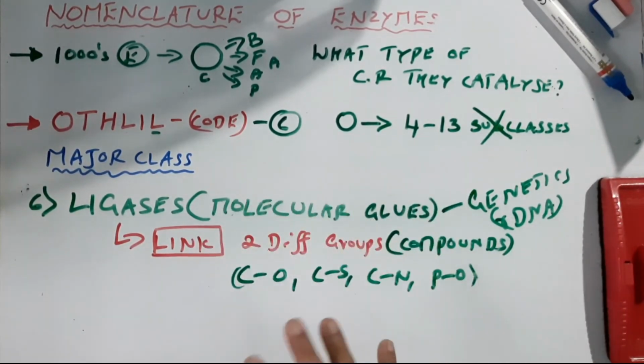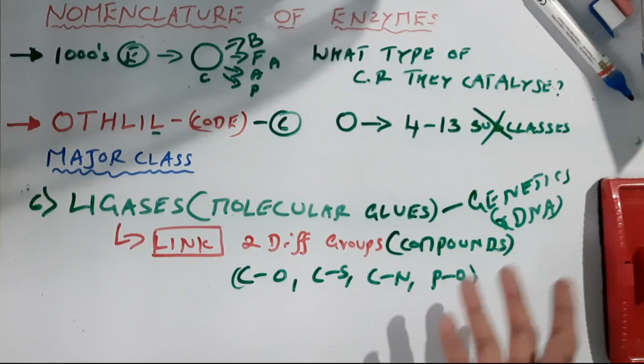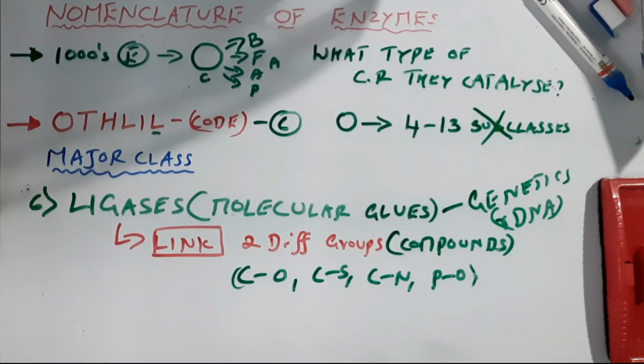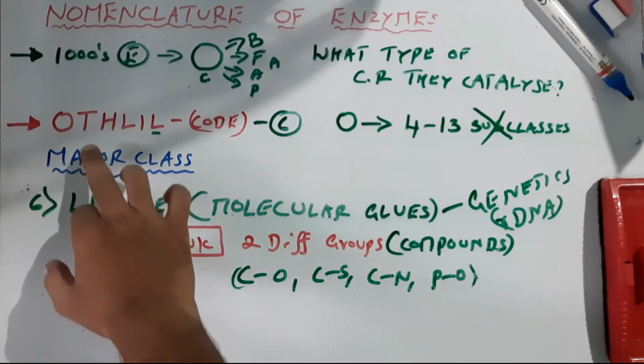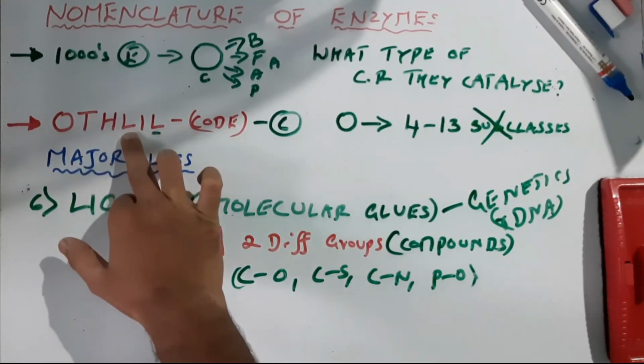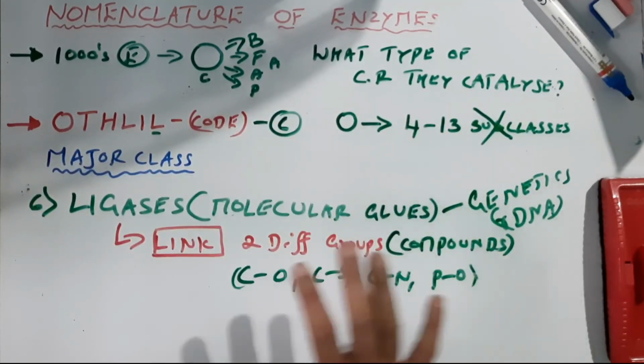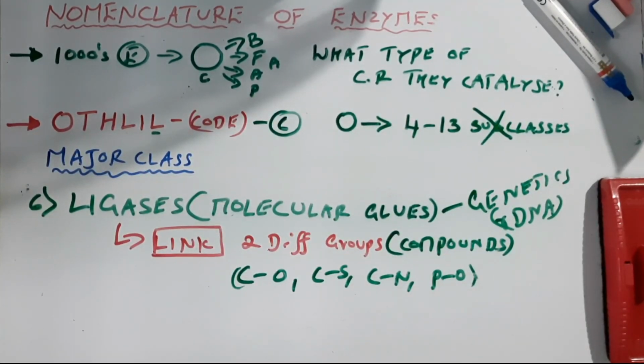So this is actually all about the classification of enzymes. Nomenclature is very simple. OTHLIL is the thing. So there are six major classes: oxidoreductases, transferases, hydrolases, lyases, isomerases, and ligases. So please learn everything and be updated. Thank you very much.